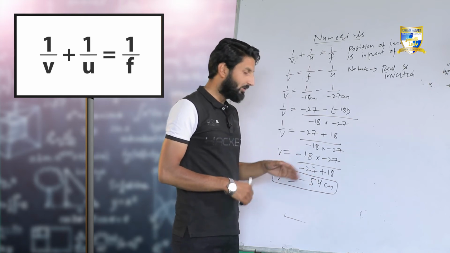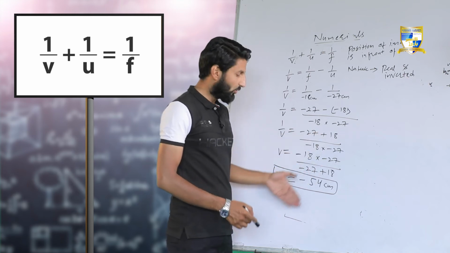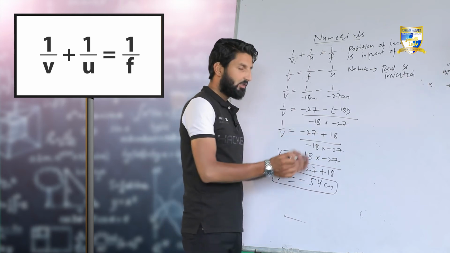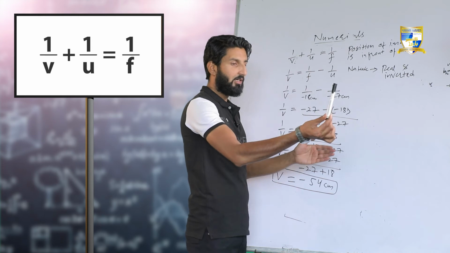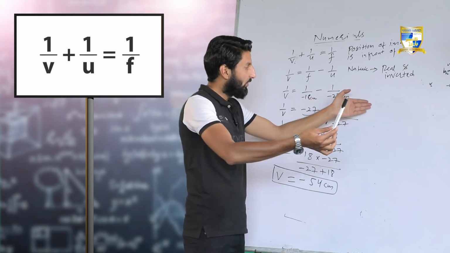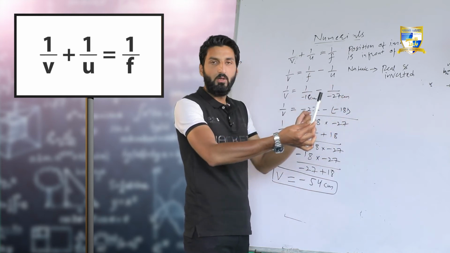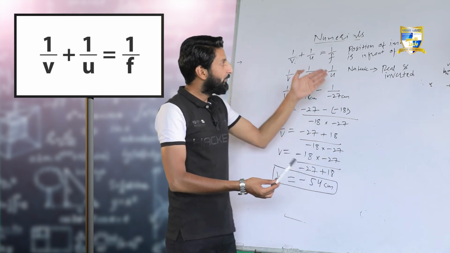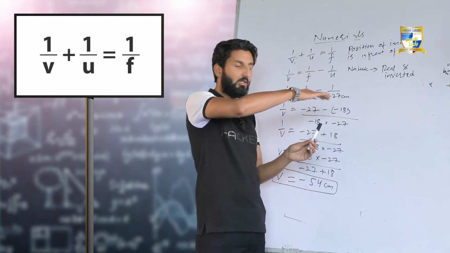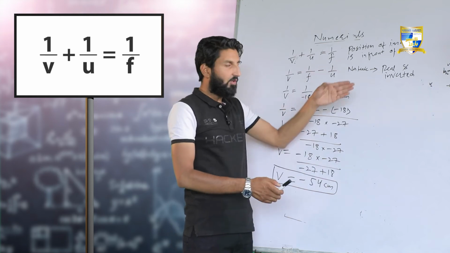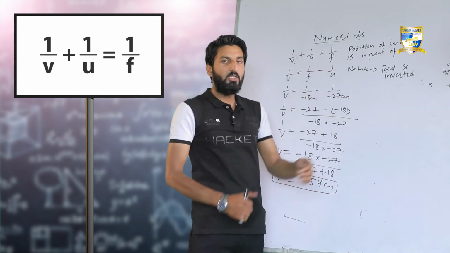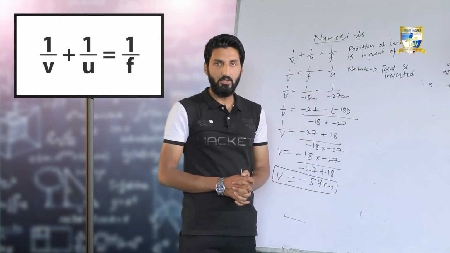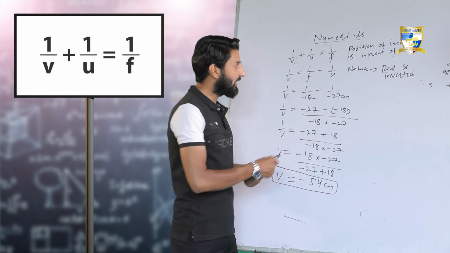With the help of this simple numerical value, I got to know that the image is formed at a distance of 54 centimeter from the mirror. For example, this is an image which is formed in front of the mirror, and the nature of the image is real and inverted. Now we have to calculate the size of the image.